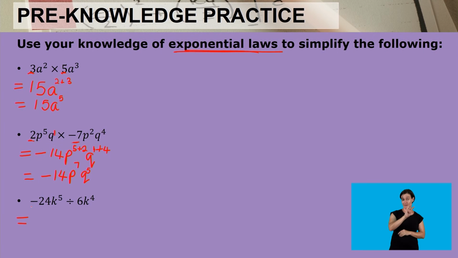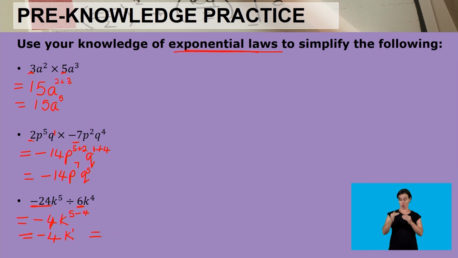So negative 24 divided by 6, do you know what that answer is? Yes, it is a negative 4. And then we are going to just take those powers that have the same base. We're going to subtract the exponents. So our answer there is going to be a negative 4k, and that exponent is 1.